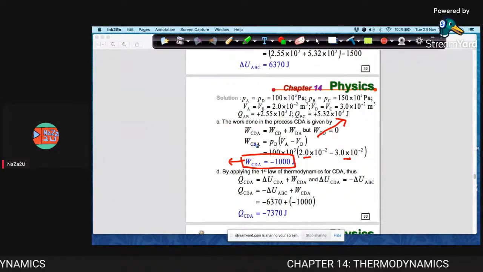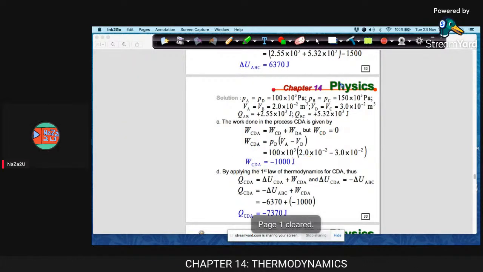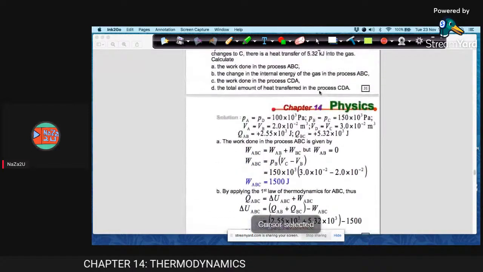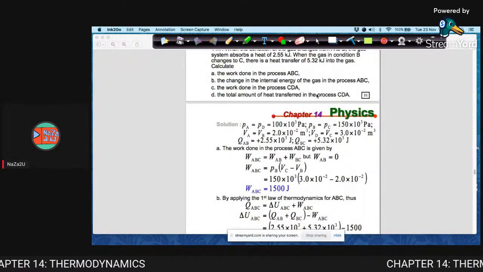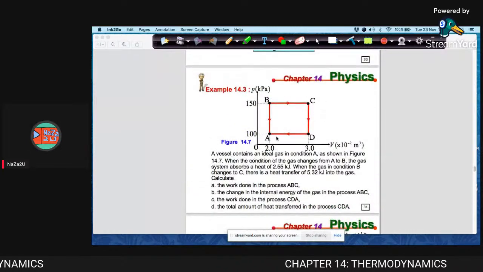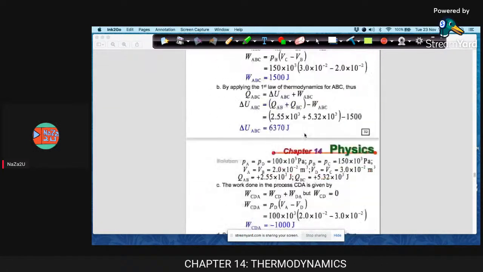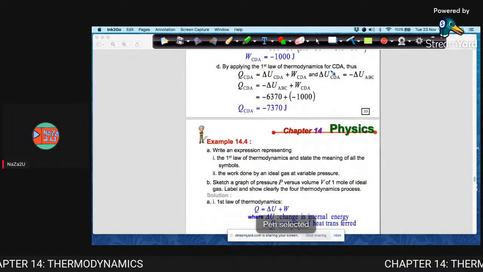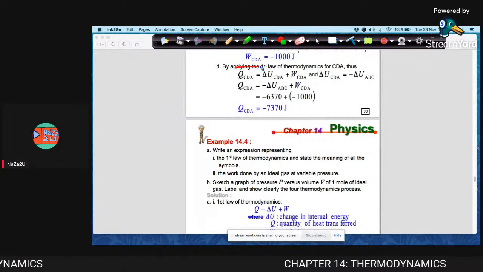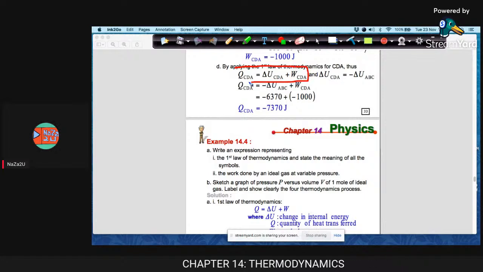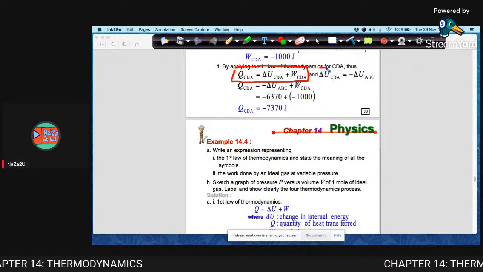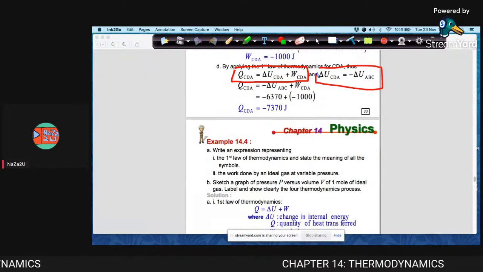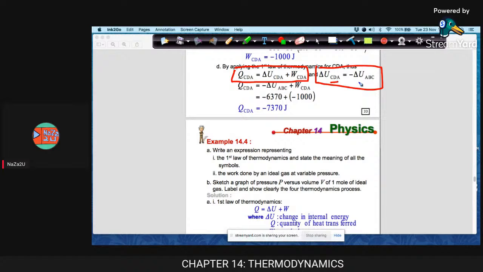D kepada A. Okay, last kali apa dia tanya sini? Kita tengok. Total amount of heat transfer from the process CDA. CDA, kita nak tahu CDA heat transfer. Okay. Dan kita dapati, by apply the first law thermodynamic, QCDA, ini first law thermodynamic. Okay. Tetapi, ada satu benda yang hidden kat sini adalah internal energy. Internal energy CDA sama dengan negatif U ABC.